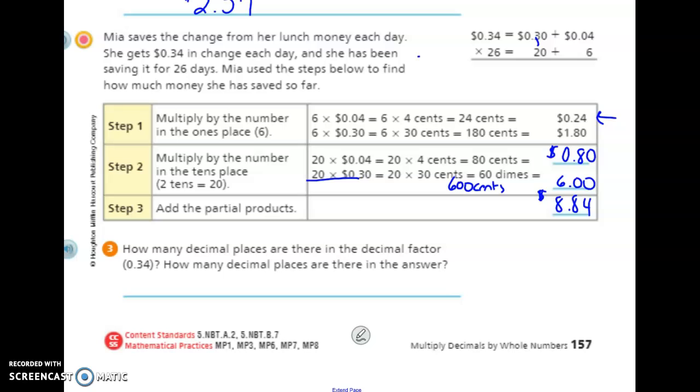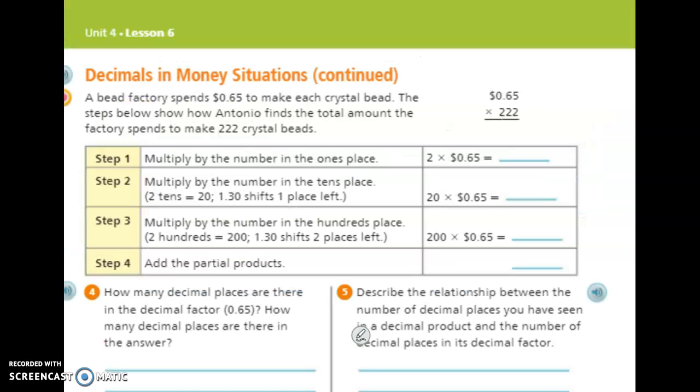All right, question 3. How many decimal places are there in the decimal factor 34? Well, how many decimal places? 1, 2. How many decimal places are in the answer? 1, 2. How about that? There's 2 decimal places in the factor, in this factor here, and there are 2 in the answer. All right, turn to your next page.